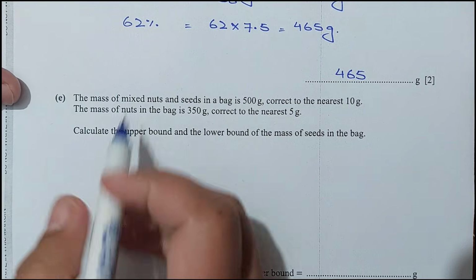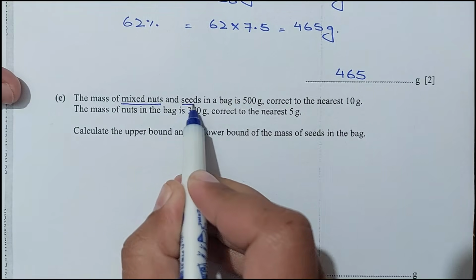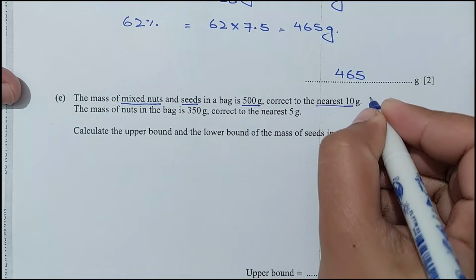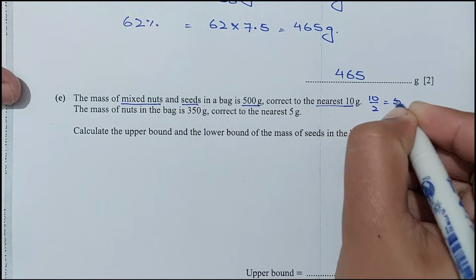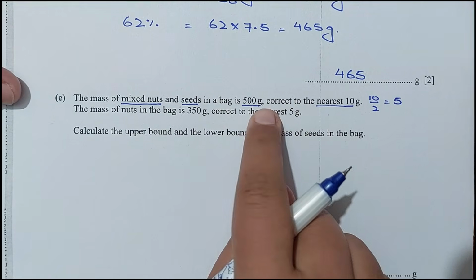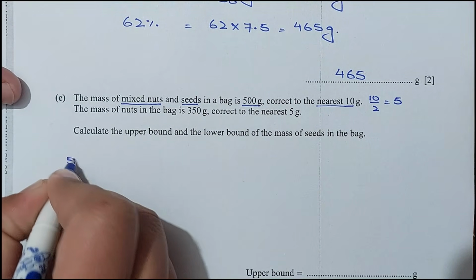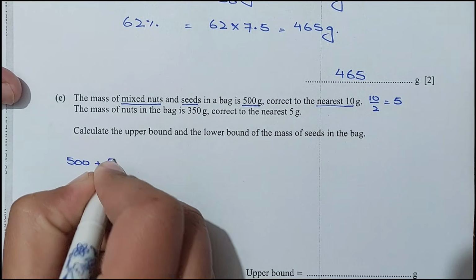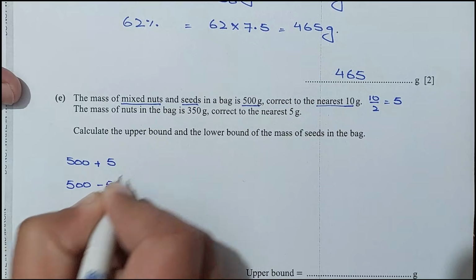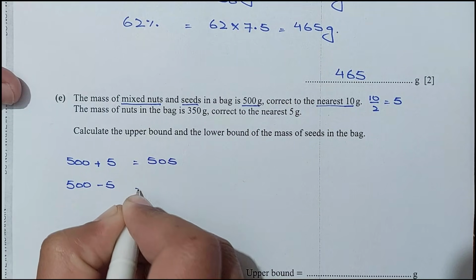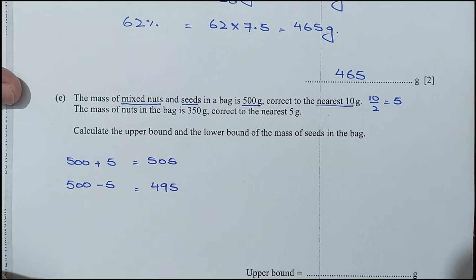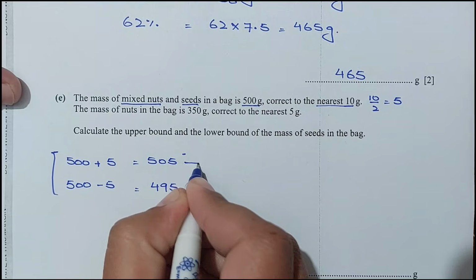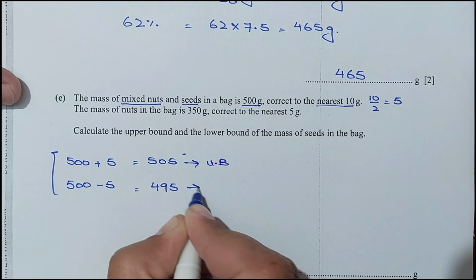Now for part E, the mass of mixed nuts and seeds in a bag is 500 grams, correct to the nearest 10 grams. So this is 10 divided by 2, which equals 5. It is correct to the nearest 10, so we have to find the upper and the lower bound. In 500, and this is in grams, we have to add 5, and from 500 we have to subtract 5. This is 505 and this is 495. This is the mass of mixed nuts and seeds. This is the upper bound and this would be the lower bound.